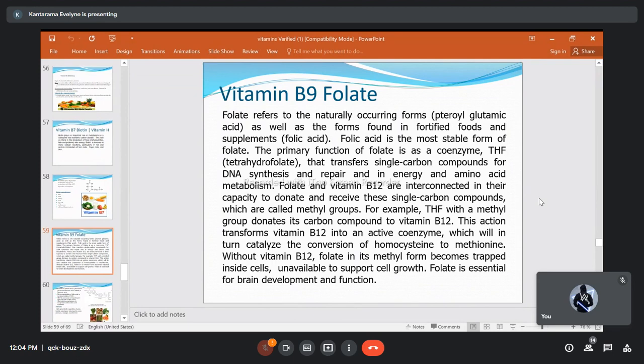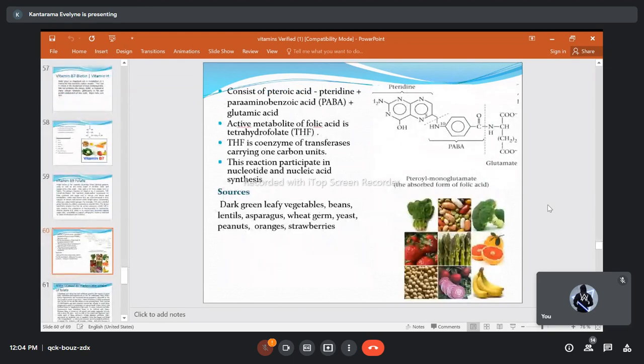Folate is essential for brain development and function. You remember this folic acid is given to pregnant women to help a better growth for the fetus. This is the source of folate or folic acid. You know, we said that most vitamins are coenzymes of different enzymes.